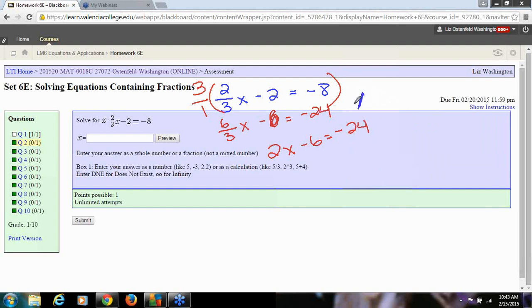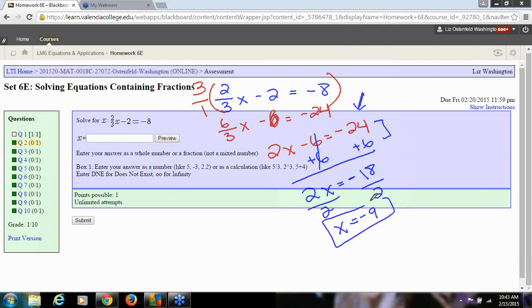So now I'm left with an equation with all whole numbers, and now I can just solve the way I know how. I'm going to get 2x equals, and again these two are opposite signs, so I have a negative 24 and a positive 6. So I'm not going to add them. Instead I'm going to subtract them. I'm going to get 18, and I'm going to take the sign of the highest number, which happens to be negative, divide by 2, x equals a negative 9. And as you can see, sometimes the answer ends up being a whole number anyway.